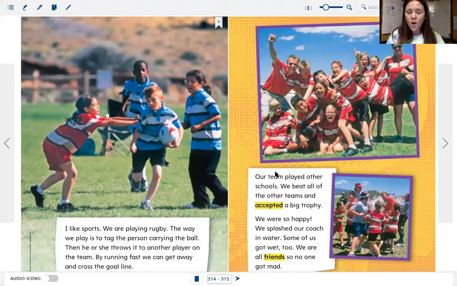We were so happy. We splashed our coach in water. Some of us got wet too. We are all friends, so no one got mad.